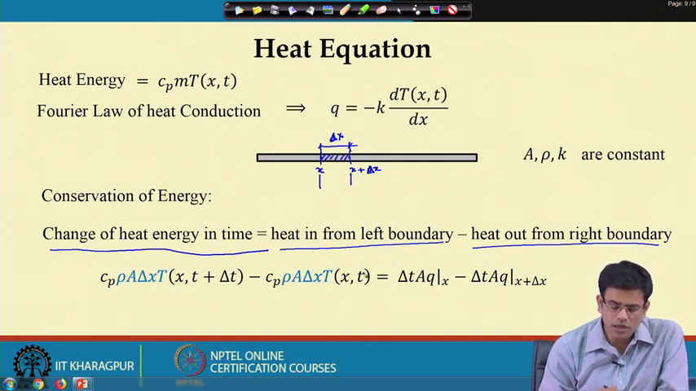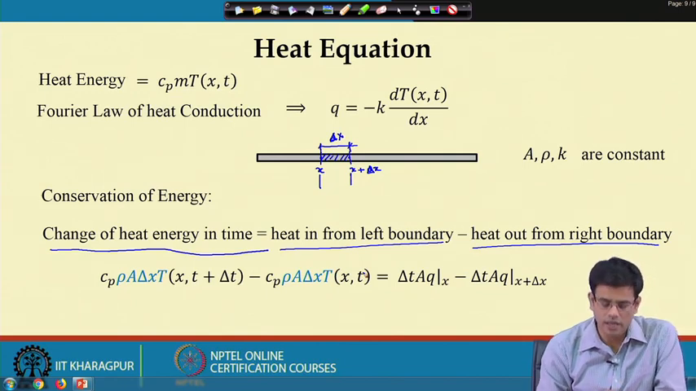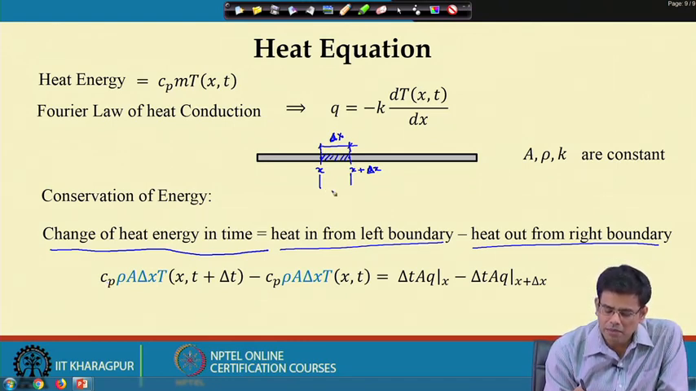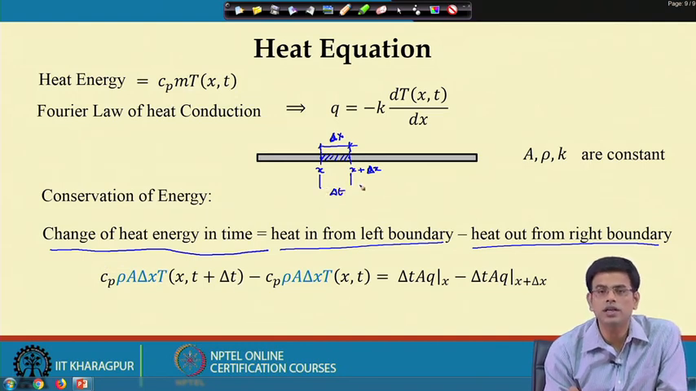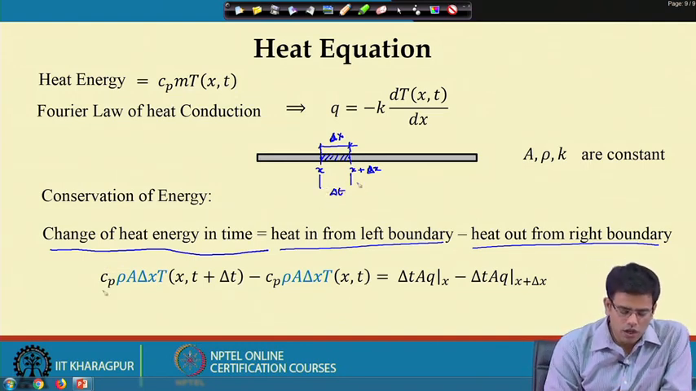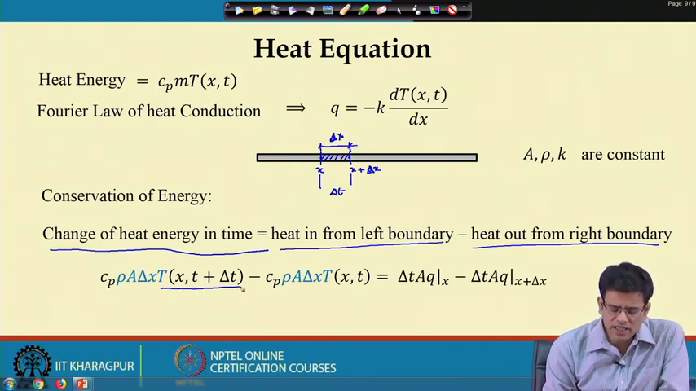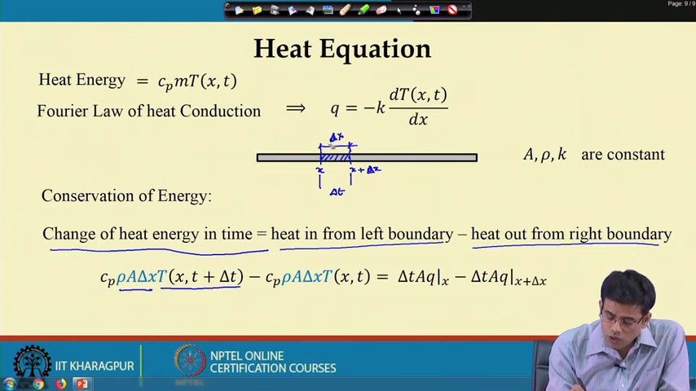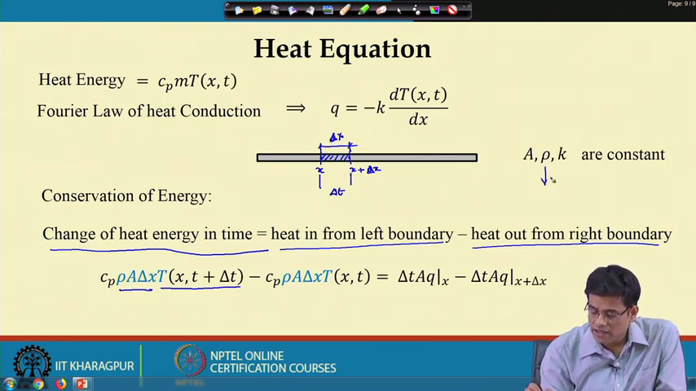Now, similar to our previous heat energy expression, what is the heat? For instance, the time lapse from here to here is delta t. That means T at x comma t plus delta t should be multiplied with the mass, that is, mass is rho A delta x. This is the density, this is the length, and this is the area, which are all constant.